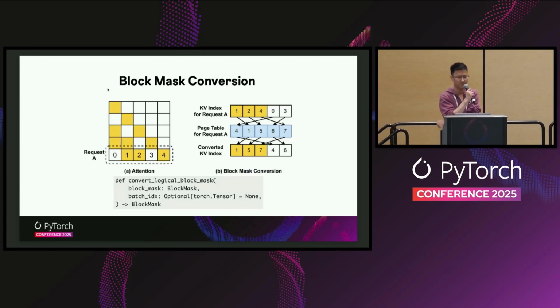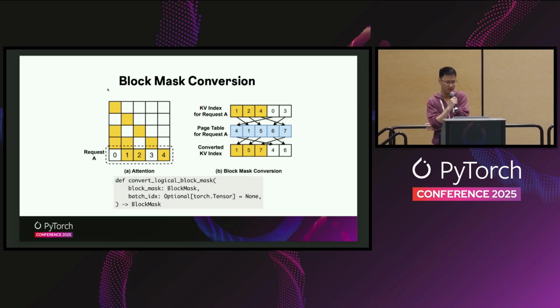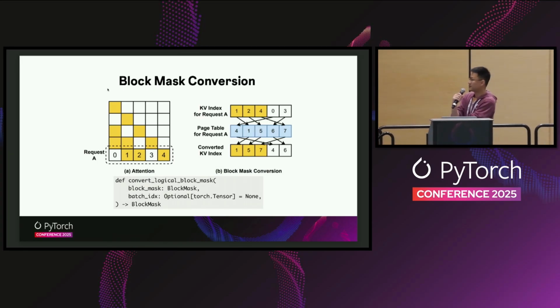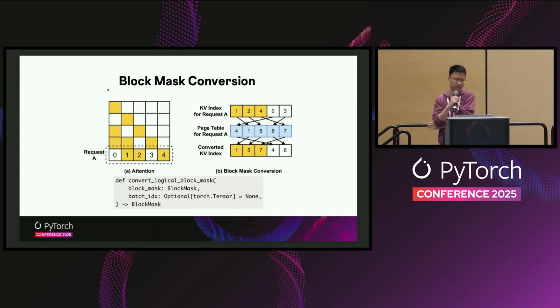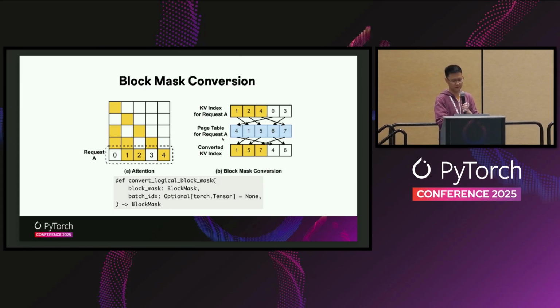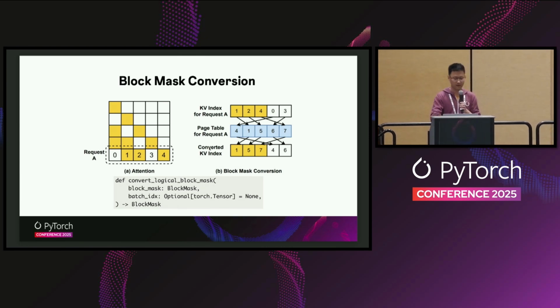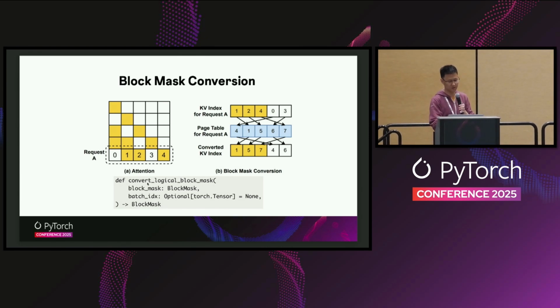Yeah, that's why we have this block mask conversion. I give a very simple example here. Let's say for this request A, for this query token, we want to attend to the KV block 1, 2, 4, right? That's why we have this KV index for request A: 1, 2, 4. And because we have the page table, we can convert it to the converted KV index, which is the KV index for the physical KV cache, right? We provide a utility function called convert logical block mask to do that.